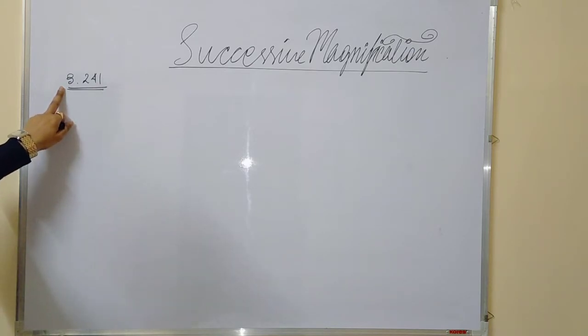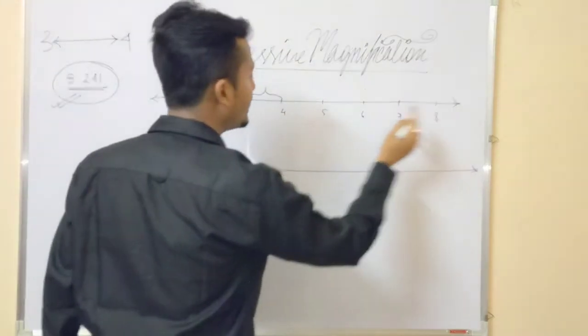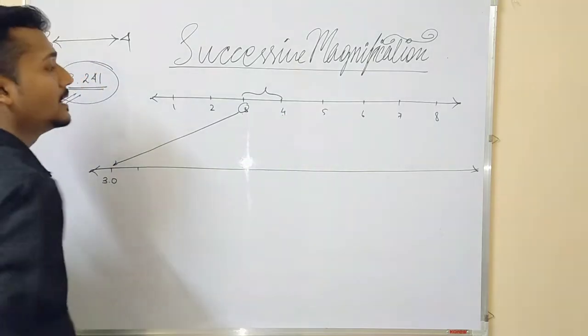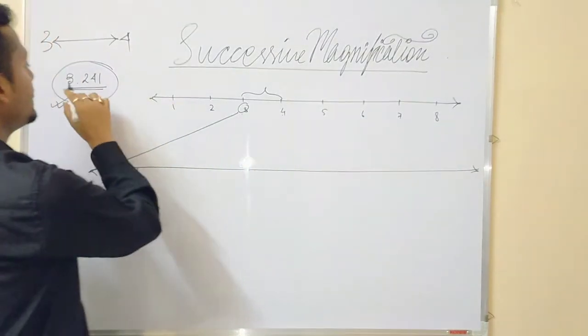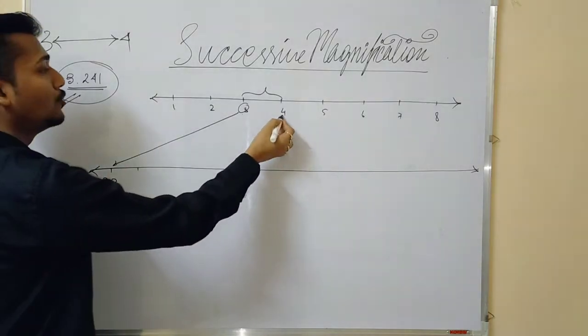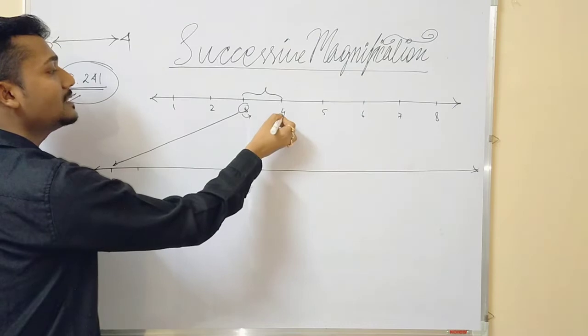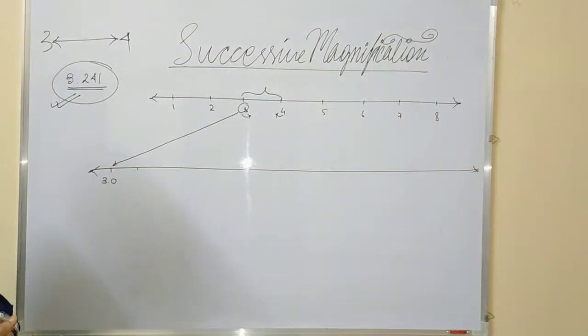a number line. So if I try to take it on a number line, where will I get it? Between 3 and 4, is it not? I will be getting it between 3 and 4 because 3.241 is more than 3 but it is less than 4. So this particular part we have to magnify and try to see where it comes.